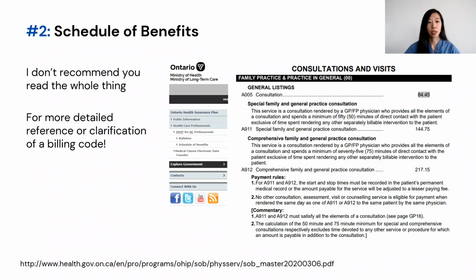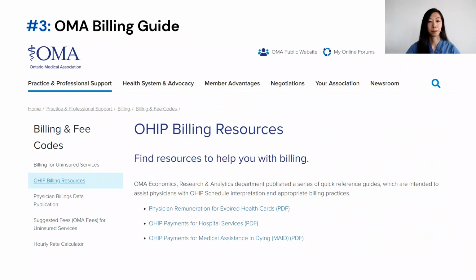The second resource is the schedule of benefits, and I don't actually recommend you read the whole thing because this is like a very thick document. This is only used if you wanted some reference or clarification on a billing code. And I've also provided the link there that you can bookmark as well.